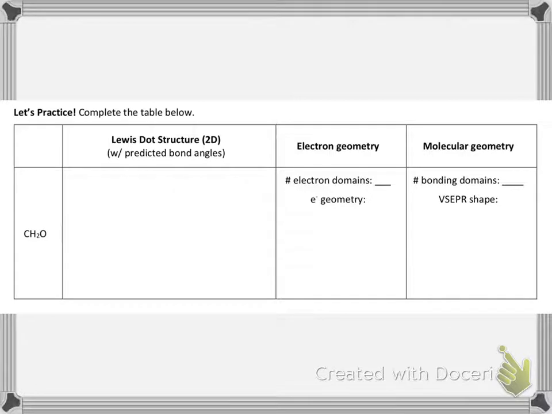Before you can do any of this electron geometry, molecular geometry jazz, you are going to need to be able to draw the Lewis dot structure, which is perfect because that's what we've been doing all along. So take a moment, and I would like you to pause the video, draw this delicious Lewis dot structure, and then when you are ready to check your answer, unpause the video.